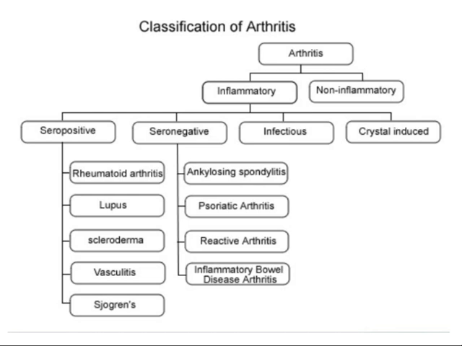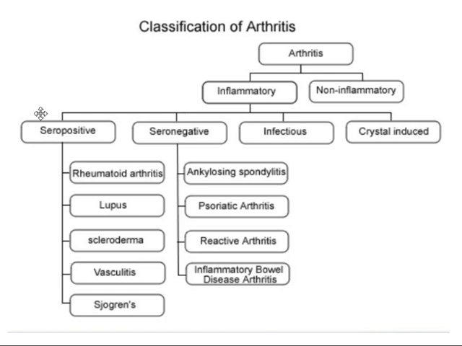Okay, our topic for today is seronegative arthritis. Before going to that, let us briefly describe the classification of arthritis. That is, arthritis is broadly divided into, we all know, inflammatory and non-inflammatory. And among the inflammatory, we can see four categories, that is seropositive, seronegative, infectious arthritis, and crystal induced, that is gout and all other things.